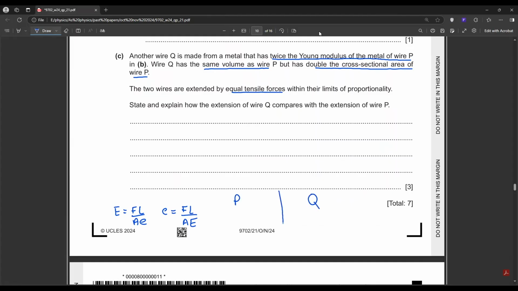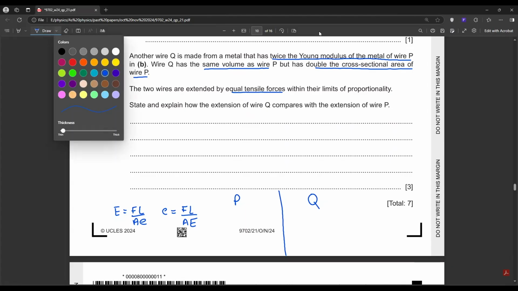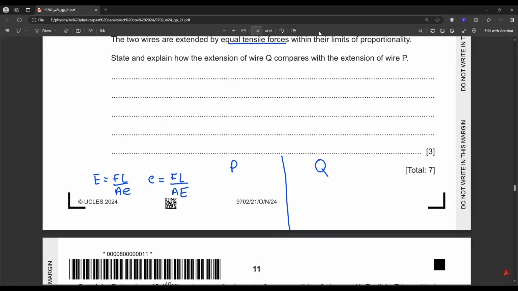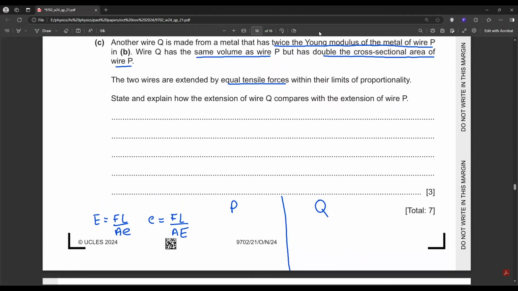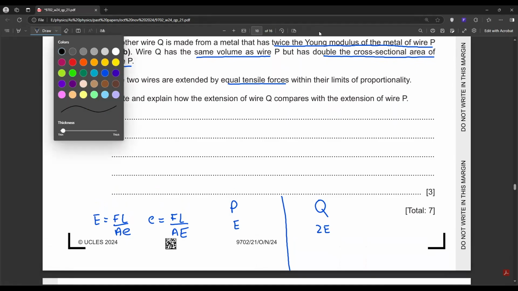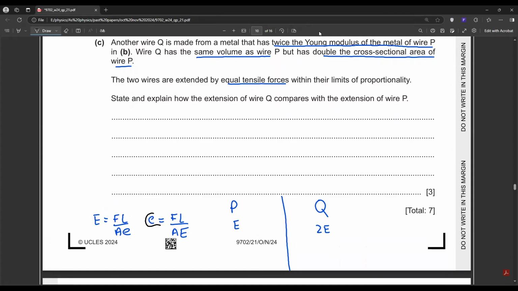Since we have too much information, let's list it down. Let's make this thinner so that we can accommodate all of the information. Wire Q has twice the Young's modulus. What does that mean? This means the Young's modulus of wire Q is 2E and the Young's modulus of P is E. Now, can you see Young's modulus is inversely proportional to extension? So, what will be your first statement?